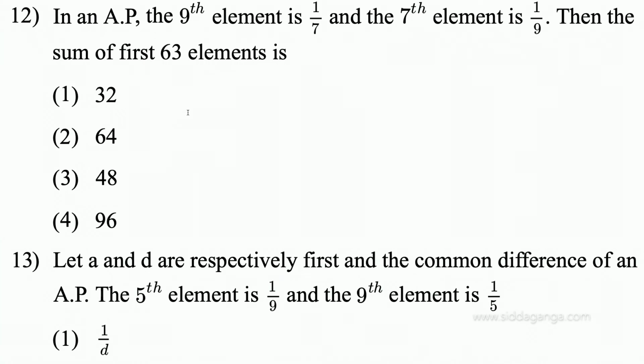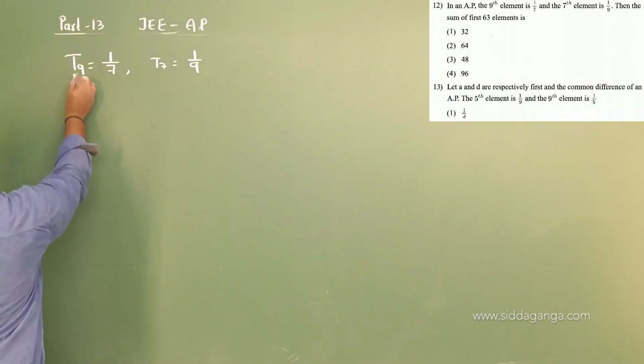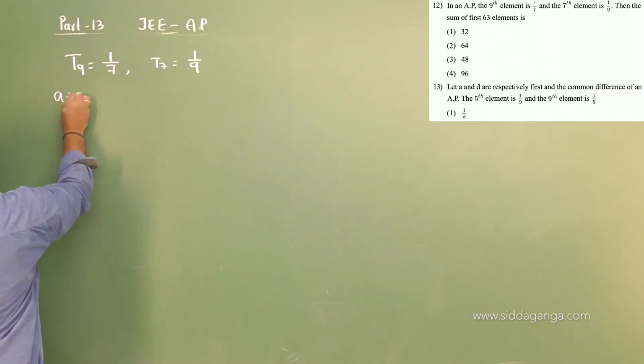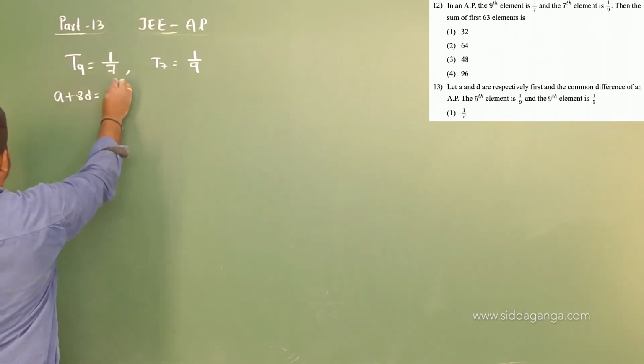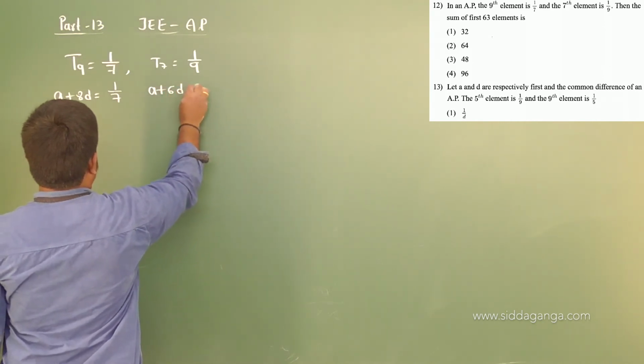The 9th element, that is T9 or A9, is 1 by 7 and T7 is 1 by 9. Then what is the sum of the first 63 elements? So let me find this. T9 is A plus 8D, which is equal to 1 by 7. And T7 is A plus 6D, which is equal to 1 by 9.